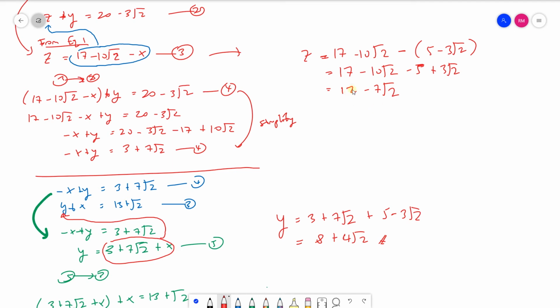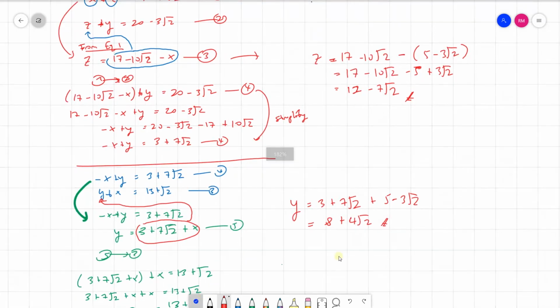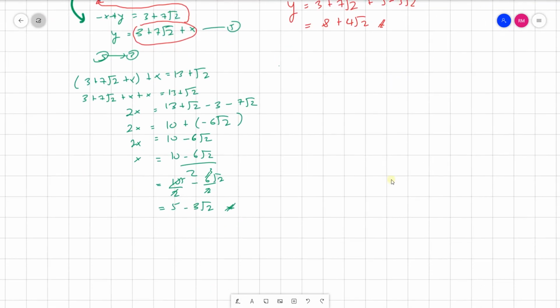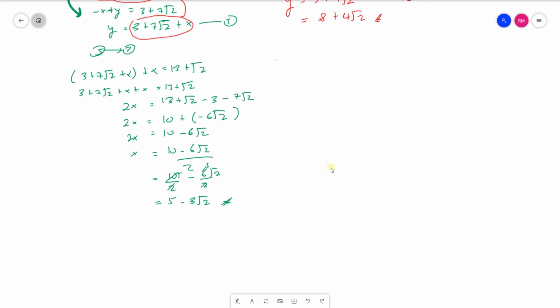So yeah, that is the answer. We managed to find what is the answer for z. We managed to find what is the answer for y, and we managed to find what is the answer for x.